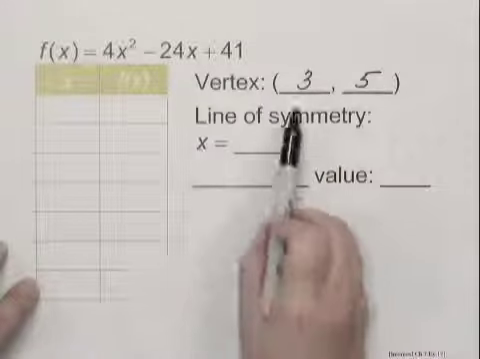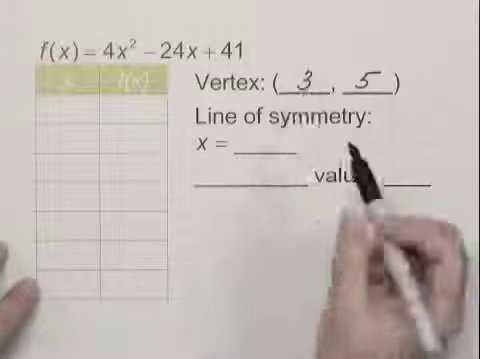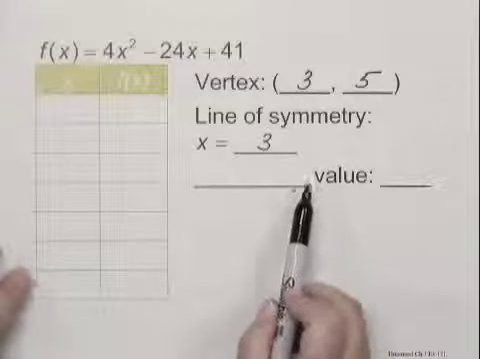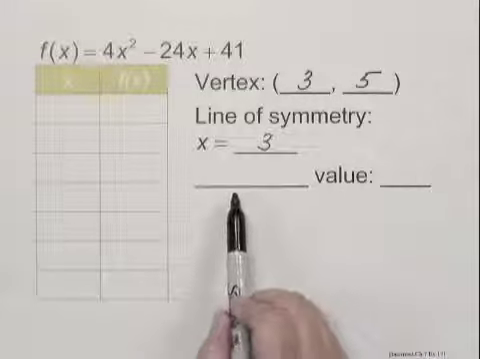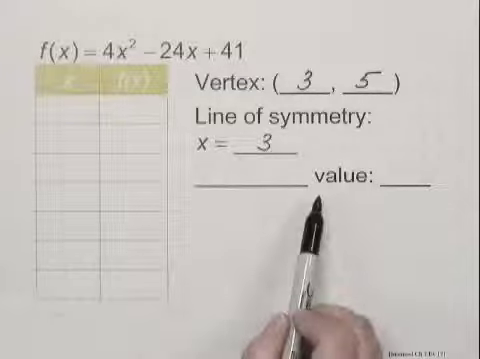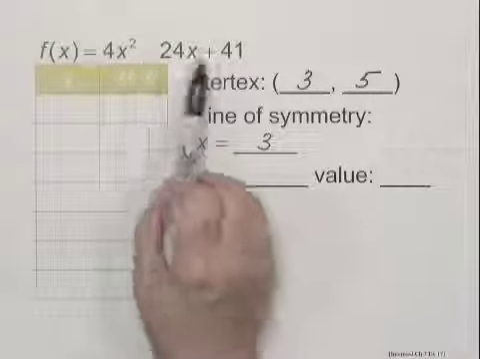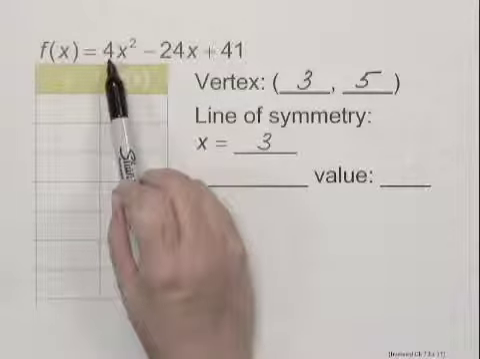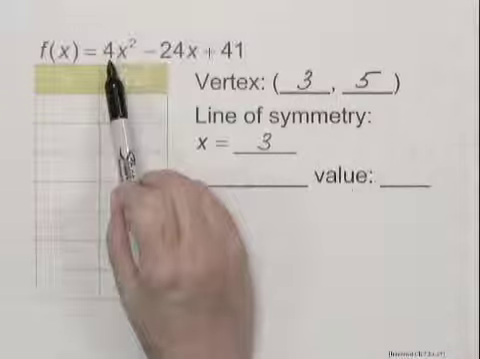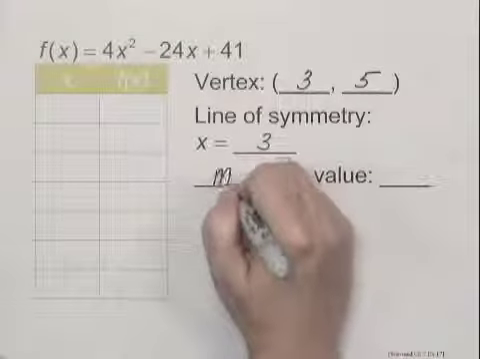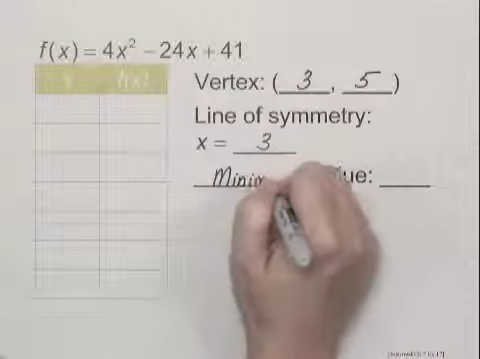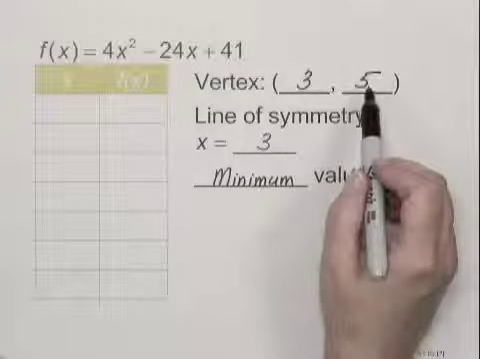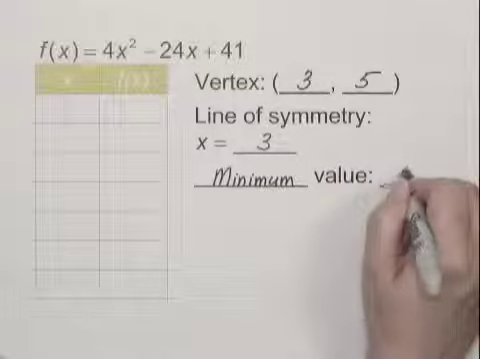The line of symmetry we read from here: the x-coordinate of the vertex, which is 3. This line in front of value means I need to tell whether the graph will reach a maximum value or a minimum value, and I can determine that by looking at the original equation. Since x squared is multiplied by 4 and 4 is positive, the parabola will open up, so the graph will reach a minimum value at the vertex. That minimum value will be the y-coordinate, or the f of x coordinate of the vertex, which is 5.